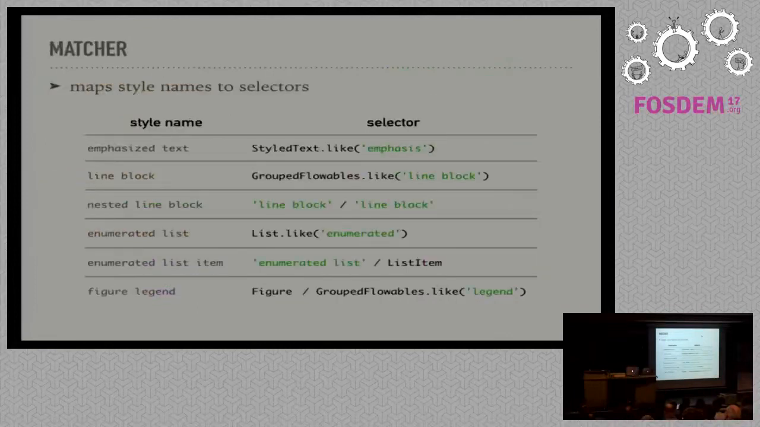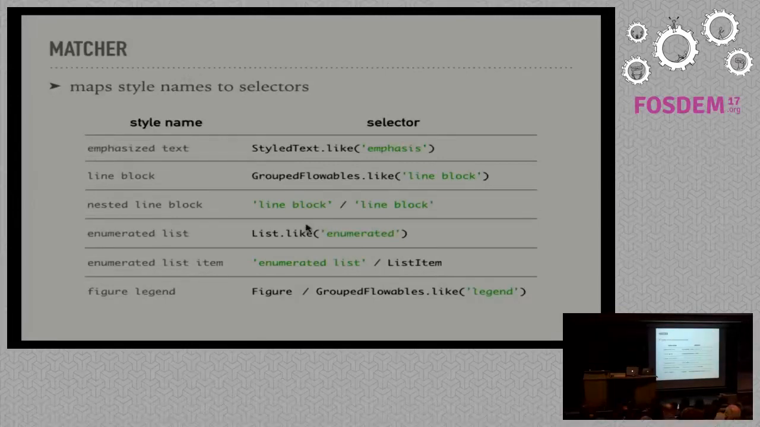Different from CSS is that rinohtype provides an extra level of abstraction. So instead of specifying selectors in a style sheet, we first map the selectors to style names. This has two advantages. They provide a descriptive name. And second, these matchers that collect all these selectors and map them to style names can be reused by multiple style sheets. So this saves some work.